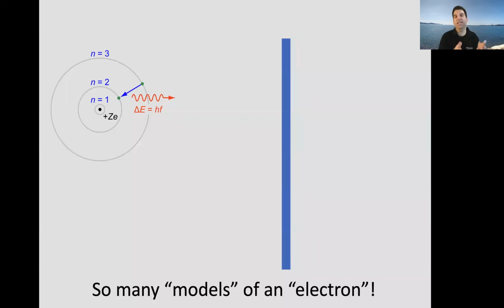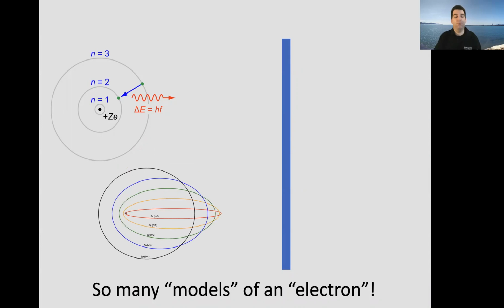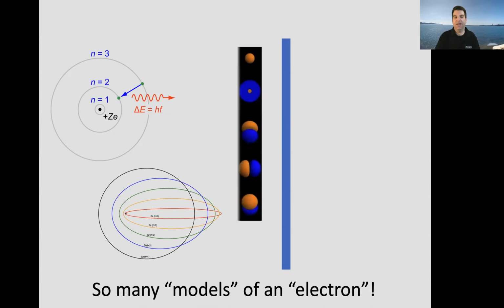And this was pretty good at explaining that until it wasn't. There were some small-scale predictions that were off on this model. So Bohr came up with elliptical versions of that, which we don't talk about a lot in class because they did a little bit better, but not a lot better. It was a new model of the electron, but it wasn't really that much better than the original model, which is why we don't really hear about it.